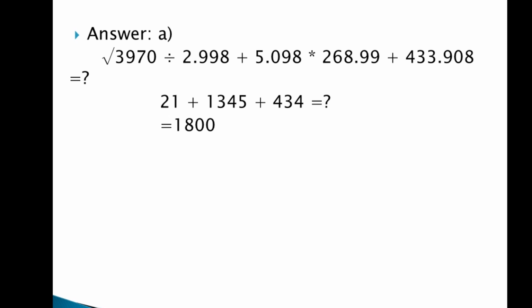Now solution. Square root of 3970 divided by 2.998 plus 5.098 multiplied by 268.99 plus 433.908 is equal to question mark. Then next step, 21 plus 1345 plus 434 is equal to question mark. Then we get the answer which is 1800, which is option A.